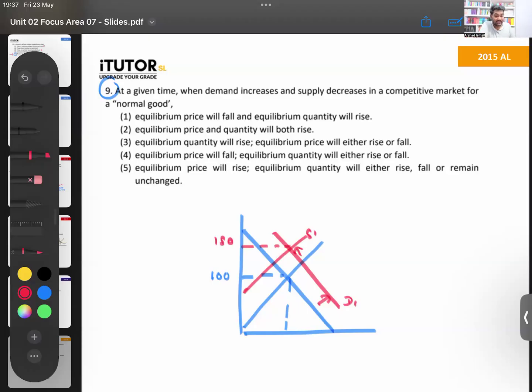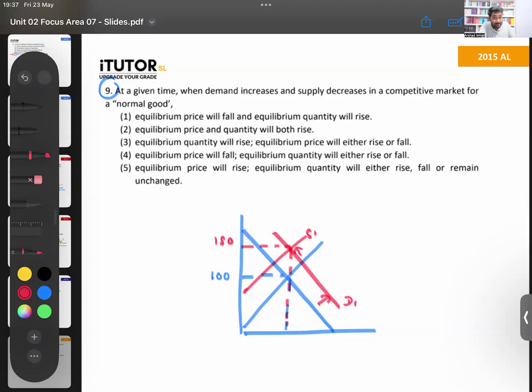But quantity, I have shifted the demand and supply curve by the same proportion. Based on that, my quantity is unchanged. But can I definitely say that the quantity will be unchanged? I can say quantity is unchanged only if the question had said demand increases and supply decreases by the same proportion. They haven't told that. Now, if the demand increases much more, quantity would have gone up. If the demand has increased only a little, quantity would have come down.